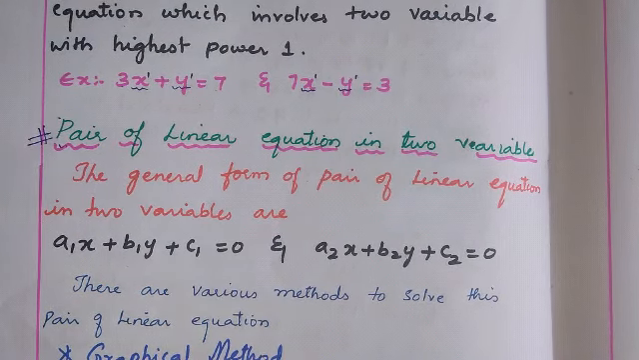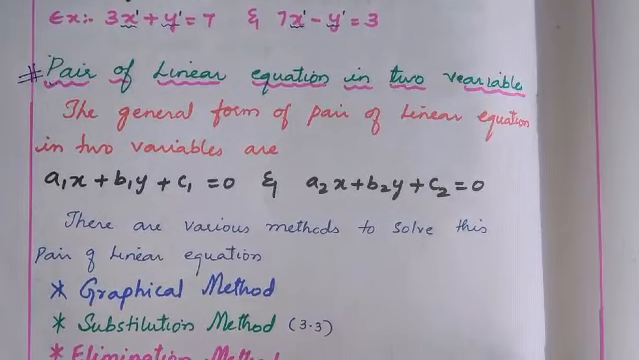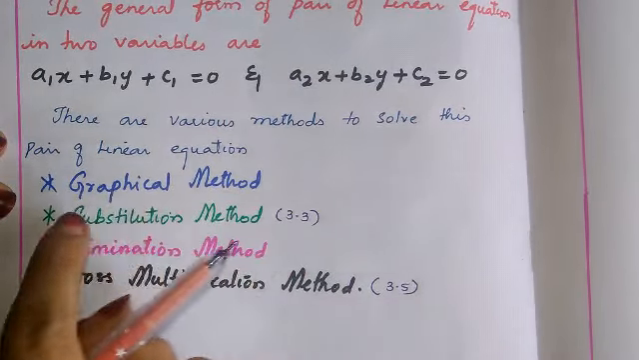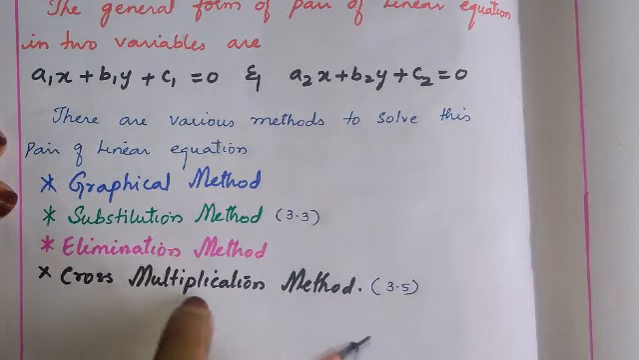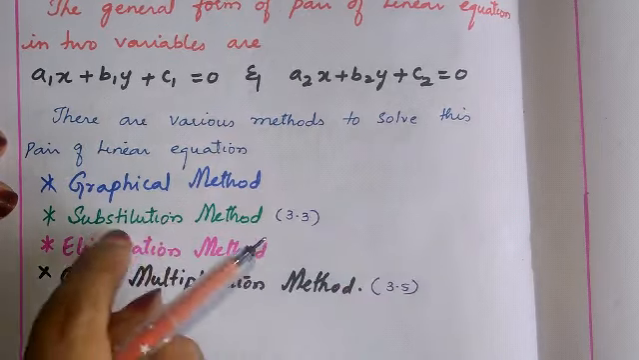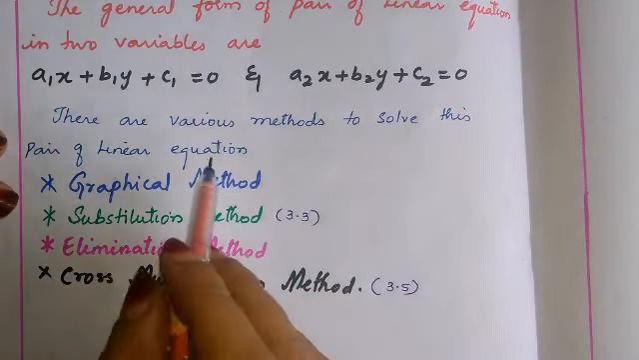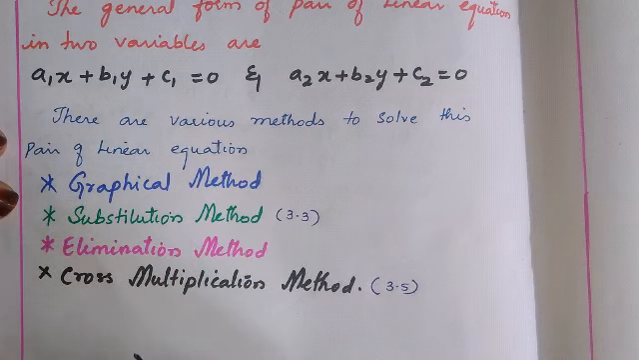Now, let us see what we have to study here in this chapter. There are various methods to solve a pair of linear equations. Here in your textbook they have given the graphical method, substitution method, elimination method and cross multiplication method. These are the 4 methods in which we can find the solution for a pair of linear equations.